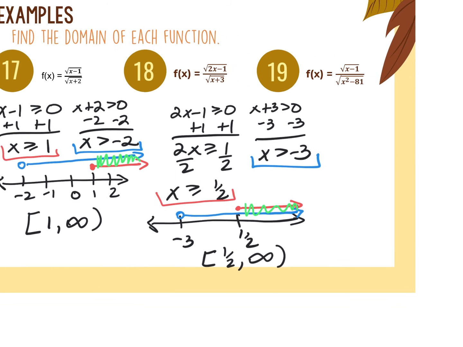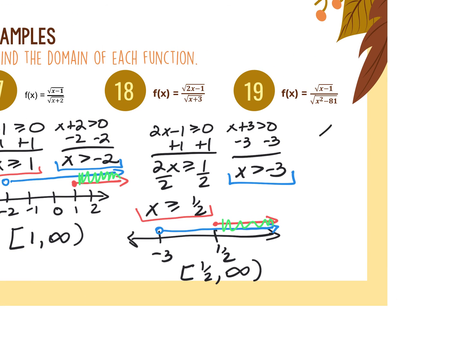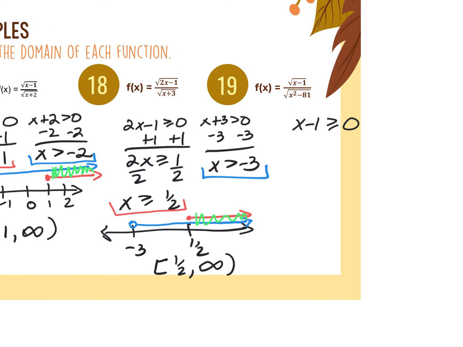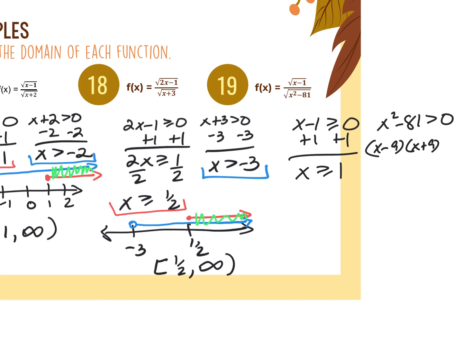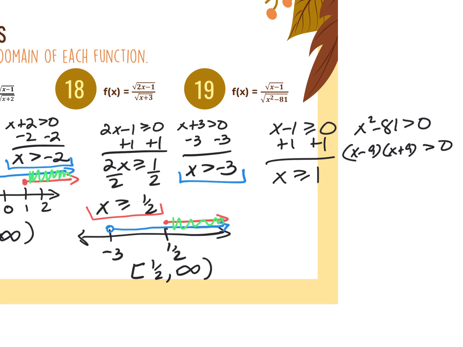Going to do the same thing on number 19. Again, I'm going to set the numerator to be greater than or equal to 0. And for the denominator, x squared minus 81 has to be greater than 0, because it can't equal 0 in the denominator. So here I'll add 1. X has to be greater than or equal to 1. And then over here, what I'm going to do is factor this, x minus 9, x plus 9, and greater than 0. So then x is going to be greater than 9 and greater than negative 9.